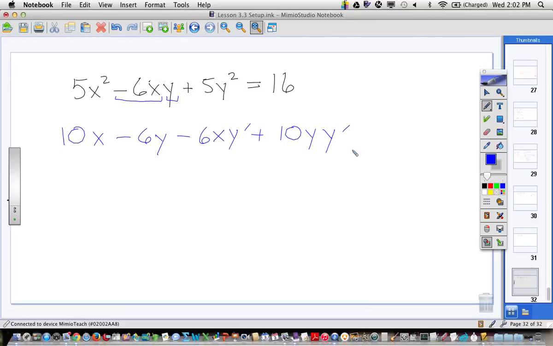Now, if you want to think of what's the normal derivative of y, it'd be 1. It's like the derivative of x is 1. The derivative of y would be 1, tack on y prime. So it's y prime, okay? But the normal derivative of 5y squared would be 10y, tack on a y prime.